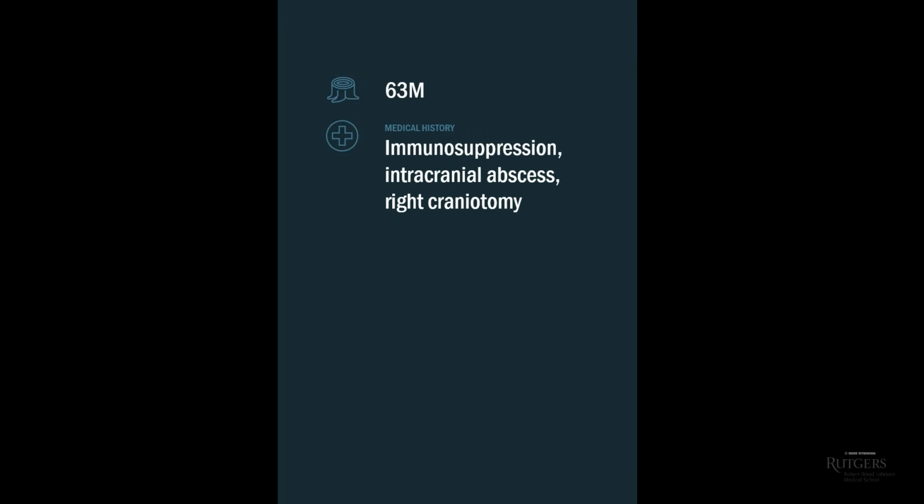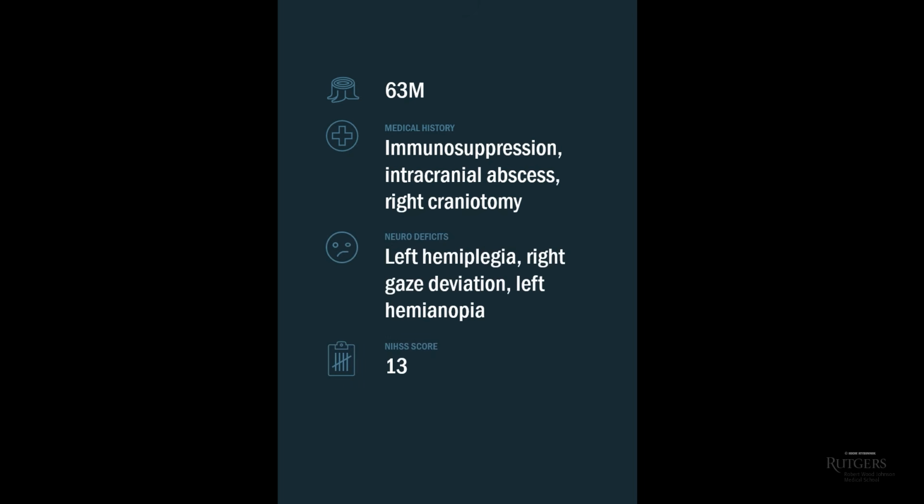Posterior circulation stroke is one example where the clinical picture may be confusing. Stroke mimics, like encephalopathy, seizures, hypoglycemia, are another challenge. Can we use CT perfusion to assess for stroke mimics? Maybe. Here's our last example. 63-year-old man with multiple vascular risk factors and history of remote renal transplant, immunosuppression, and intracranial nocardia abscess, which was drained in 2020 through a right craniotomy. He suddenly developed acute left hemiplegia, right gaze deviation, and left hemianopia. An NIH stroke scale score is 13.